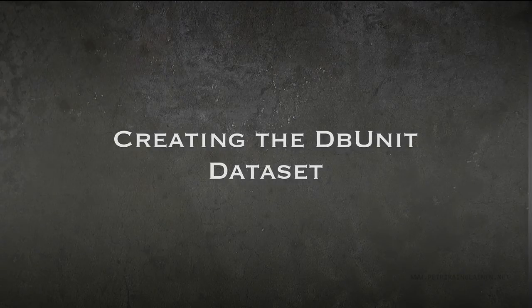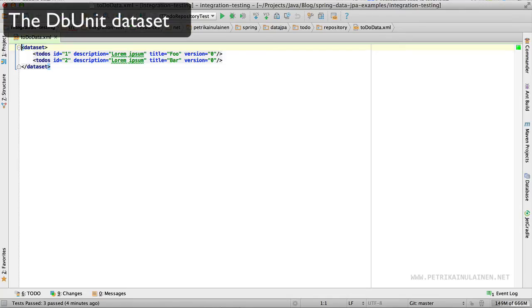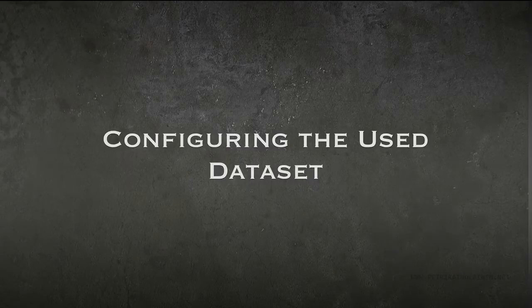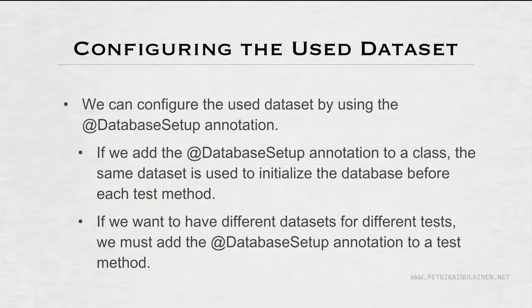Okay, we have created a DbUnit dataset file which uses the flat XML format, and let's take a look at how it looks. The name of the DbUnit dataset file which is used in our integration tests is tododata.xml, and we use it to create a small dataset which has 2 to-do entries. Okay, let's take a look at how we can configure the used dataset in our tests.